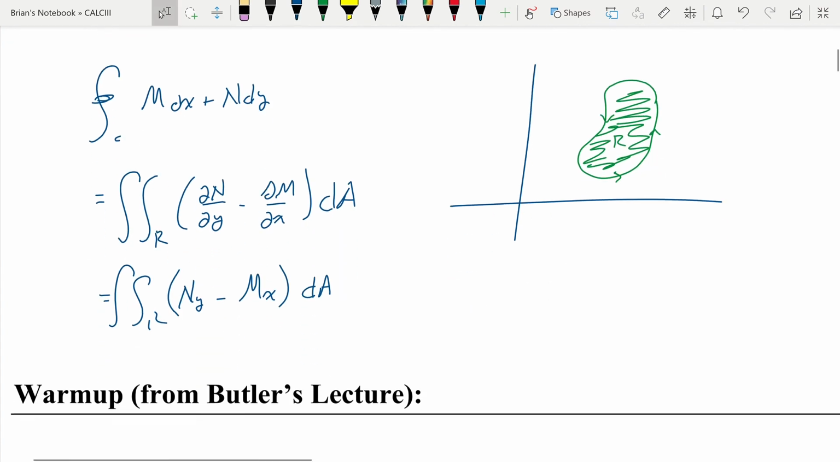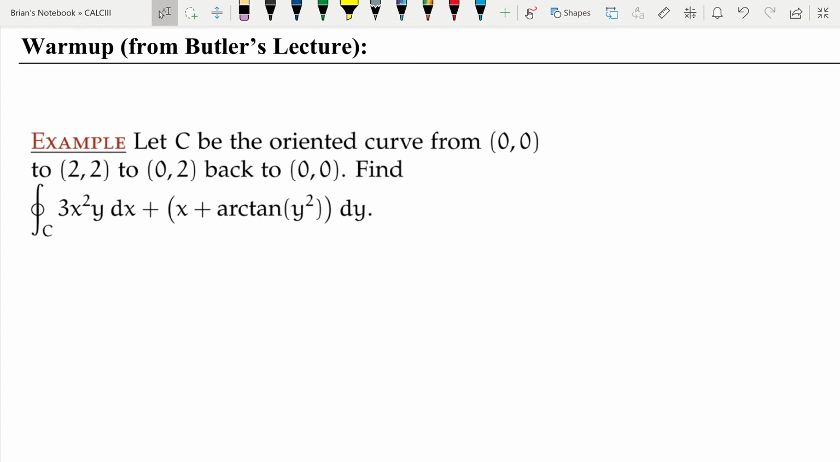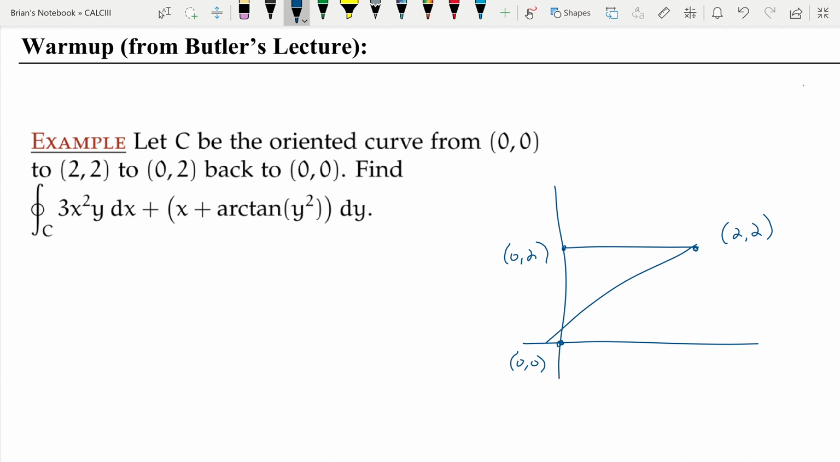So we saw this in a problem in lecture. Let C be the oriented curve from 0, 0 to 2, 2. This is a pretty familiar problem if you've seen it. A nice little warm up. So we've got 0, 0, and then we've got 0, 2, which would be up here. And then we'd have 2, 2. And it would just look like this. What it says is it goes from 0, 0 to 2, 2. So it goes that way. And then it goes from 2, 2 to 0, 2. And then it goes back.